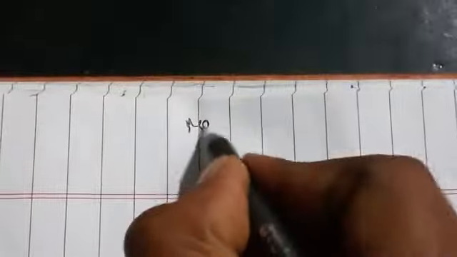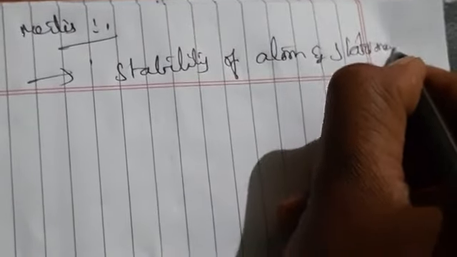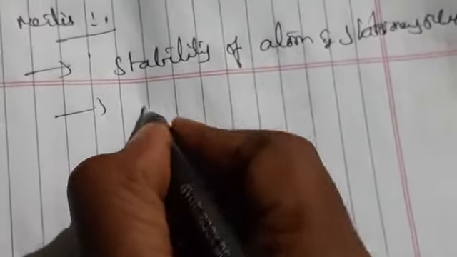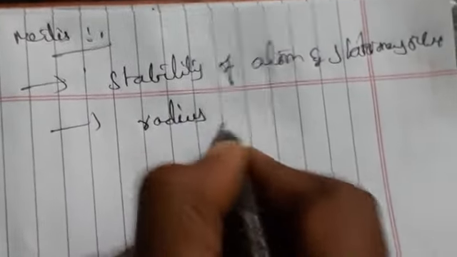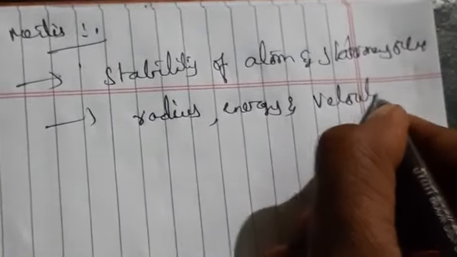So by this, what are the merits we can say? Merits of Bohr's atom. Bohr successfully explained the stability of the atom and stationary orbits, and he derived the radius, energy and velocity of the orbit also.